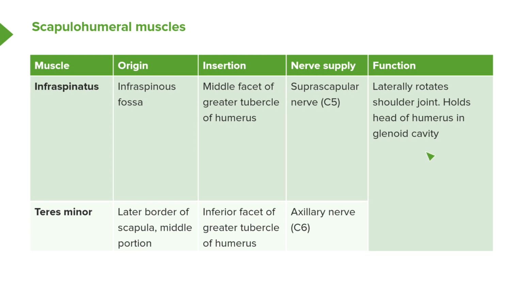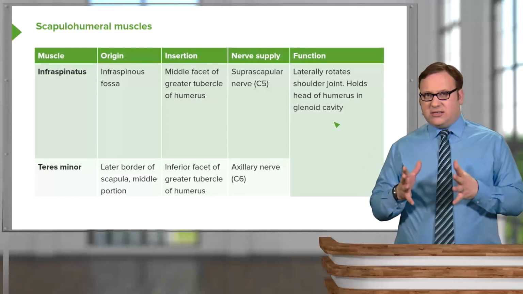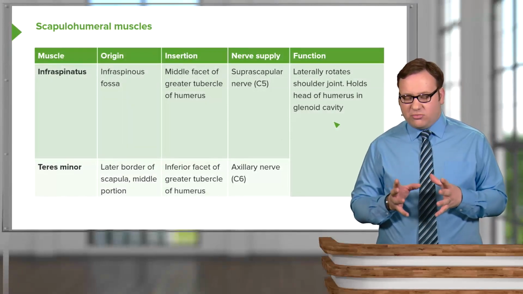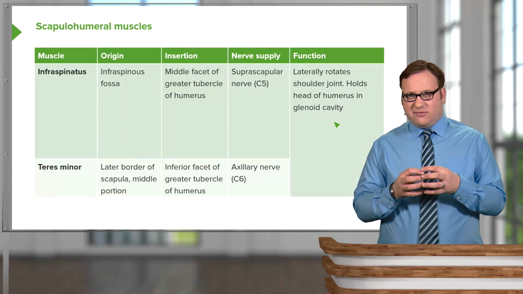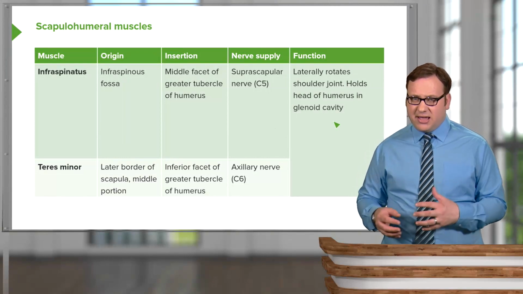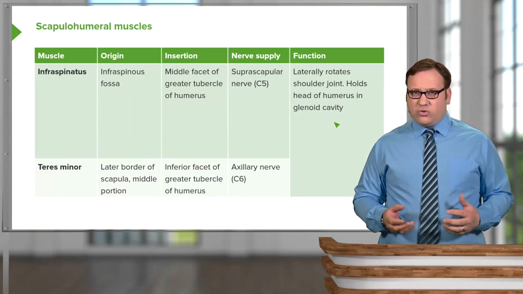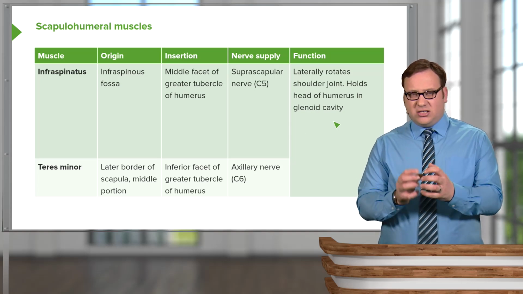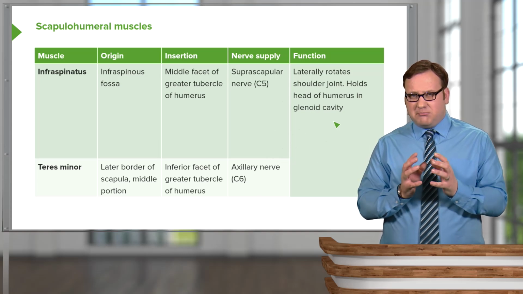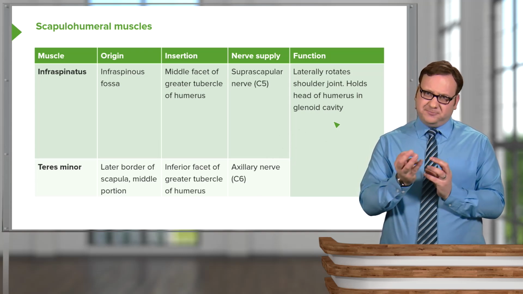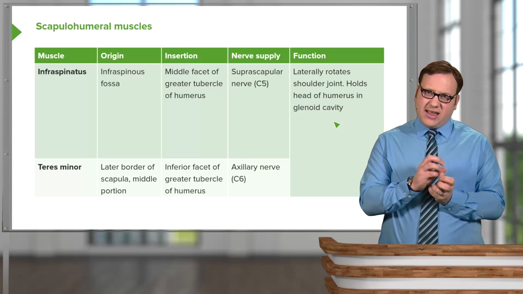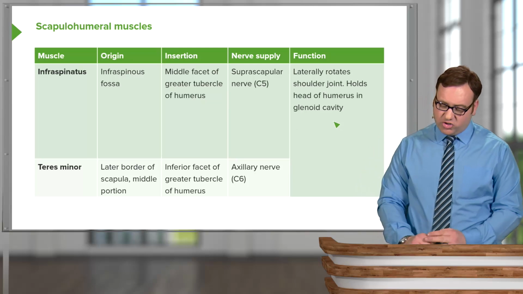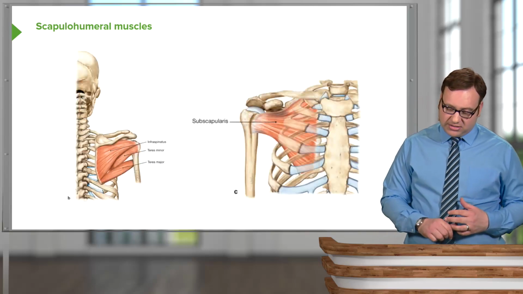They help to hold the head of the humerus in the glenoid cavity. I mentioned previously that the glenohumeral joint was relatively weaker compared to, say, the hip joint, allowing for greater range of movement. But what actually stabilizes the joint, as well as some ligaments, are these muscles passing from the scapula to the humerus, and they help to stabilize the joint. They're known as rotator cuff muscles.